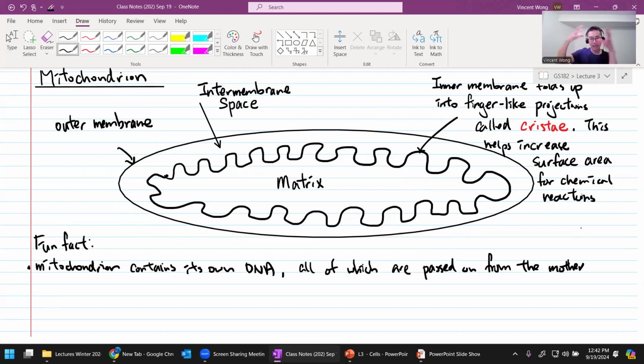Right? The egg is really big. Sperm is relatively small. And when the sperm fertilizes the egg, only the DNA of the sperm goes into the egg. None of the organelles from the sperm goes into the egg, right? So the egg containing the mitochondria would be all maternal mitochondrial DNA. And so in addition to your 46 chromosomes, half from mom, half from dad, you will also inherit mitochondrial DNA, which comes only from the mom.